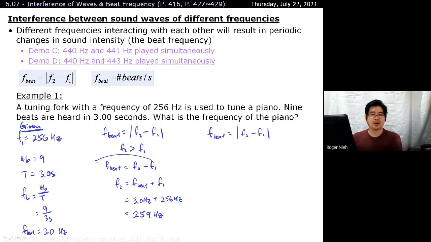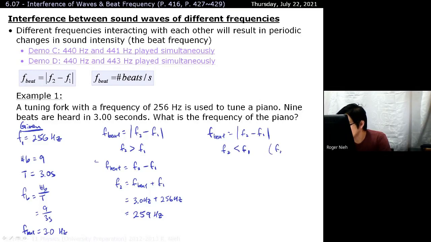That is one valid possibility. Again, we're playing them both at once, so we really can't tell who's slightly higher and who's slightly lower. If you play them separately and you have a good ear, you could probably figure it out. But when they're played in unison, it's one of 2 possibilities, and you don't know which one is which. Okay, so there could be a case where F2 is less than F1. In other words, F1 is greater than F2.